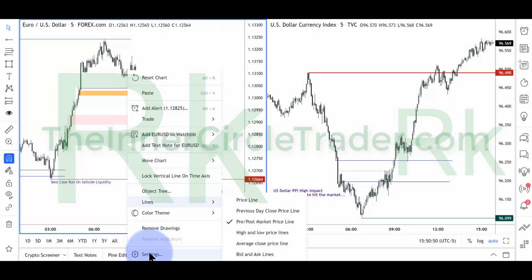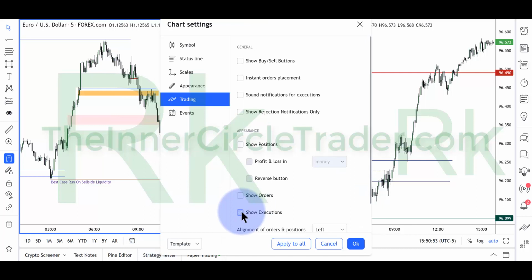Now, I'm going to put the executions on here. It should be on there, shouldn't it? I don't know why it's not doing it. Let's see.